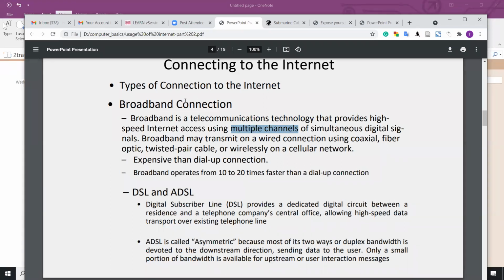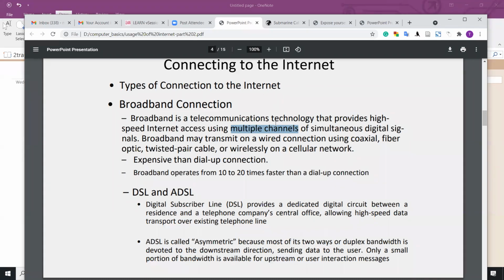So a broadband may transmit on a wired connection. Sometimes there may be an MCQ: broadband connection transmits signals only using wired connection. What should be your answer? But actually broadband does not only mean we use wires, right? That is not the meaning. Sometimes when I say broadband, you just think of the connection coming from our road line, and then there's a splitter and then we take the internet. So that is the broadband.